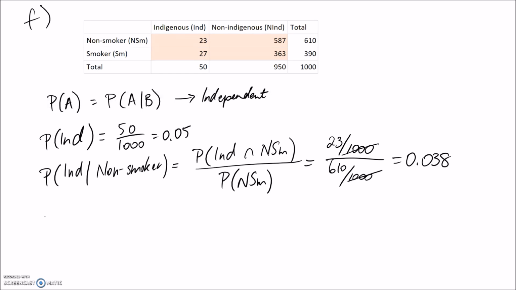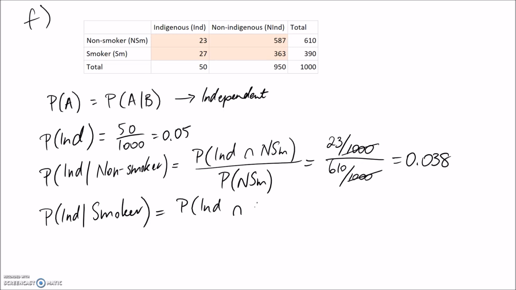So straight away what we can see is that this is not equal to this, so we haven't really got an independent case going on. Let me just do one more to illustrate that further. So we can look for the probability of someone being Indigenous, conditional on them rather than being non-smoker. Let's look at it conditional on them being a smoker.